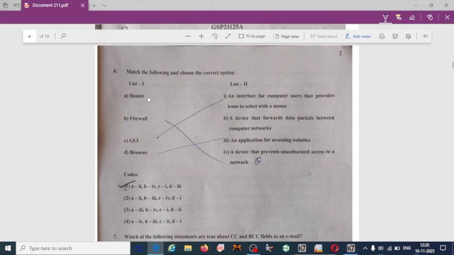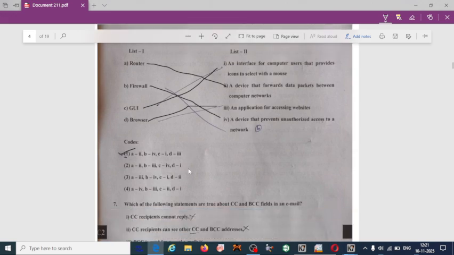Router is related to option 2. This one. A device that forwards data packets between computer networks. B is 4. Firewall, a device that prevents unauthorized access to a network. GUI is option 1. An interface for computer users that provides icons to select with a mouse. Fourth, D is option 3. An application for accessing websites. So first option is correct.